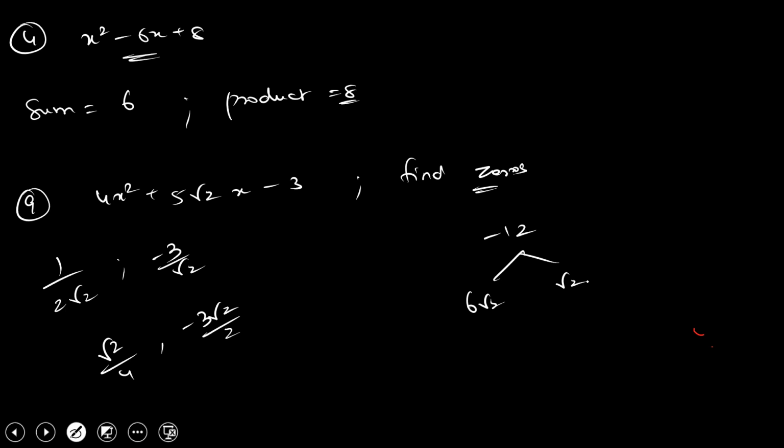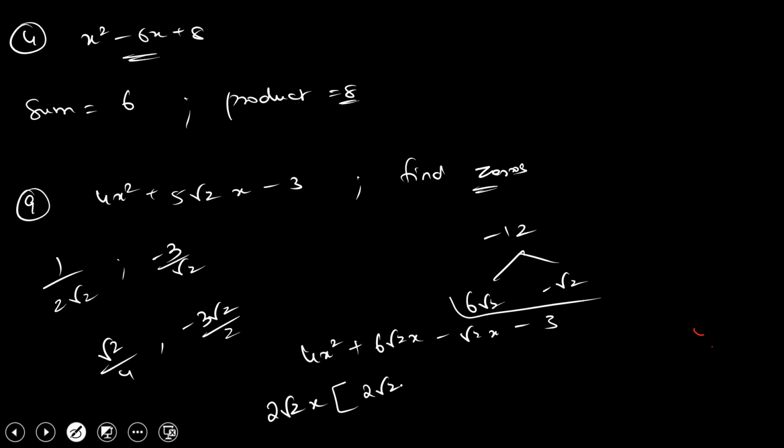Good. So which one should have a positive sign? Sir, 6 root 2 minus root 2. Very good. Because the middle term is positive, the highest number should have the positive sign. 4x square plus 6 root 2x minus root 2x minus 3. So what will you do? We'll take 2 root 2x outside. Then inside the bracket, we'll get root 2x plus 3.